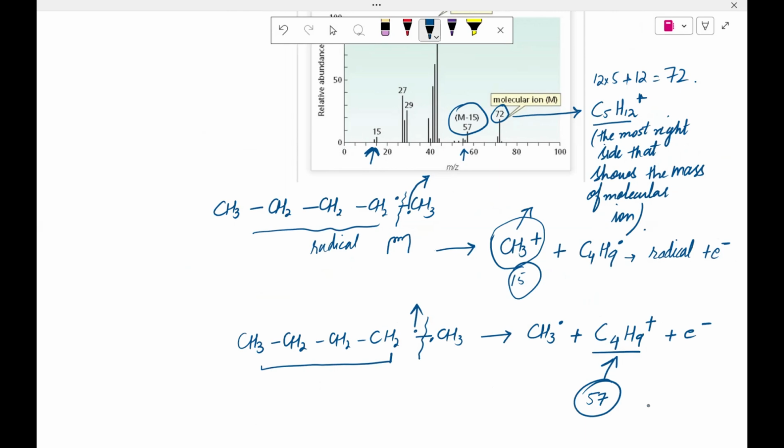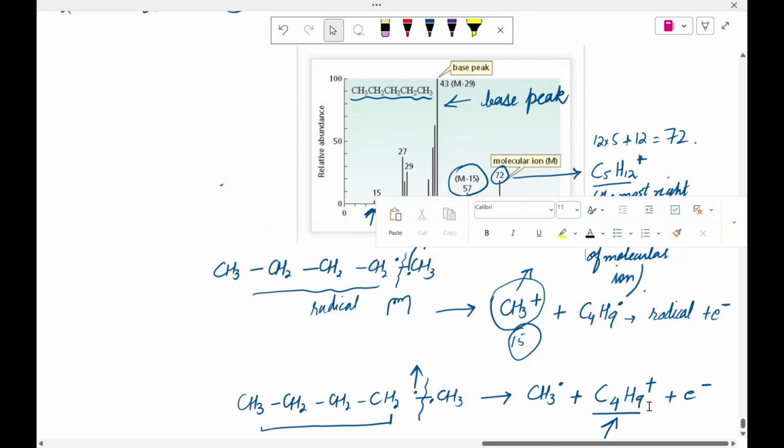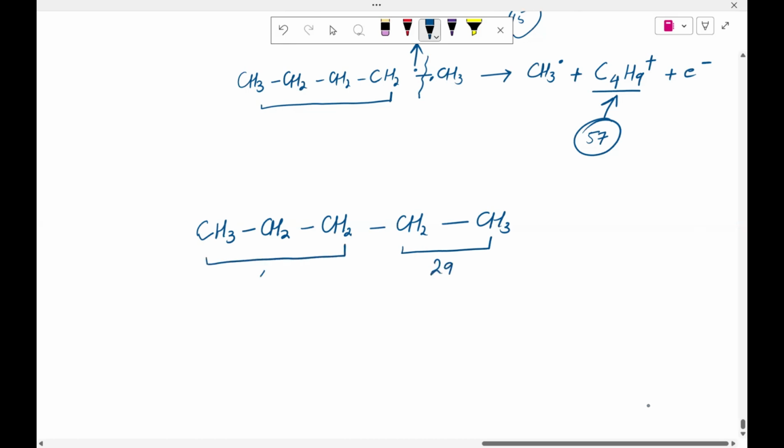Okay. So now let's discuss this peak. In the diagram, this peak is called a base peak. And why are we calling this one a base peak, let's find out the reason. We have a molecule that is CH3, CH2, CH2, CH2, CH3. If we see, they both are having the molecular mass of 29, and this is the only one that is having a mass of 43. Sorry, 43. This is 43.